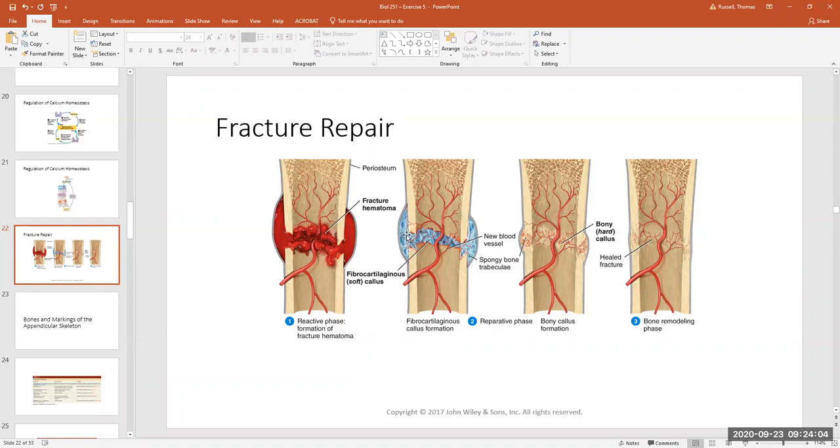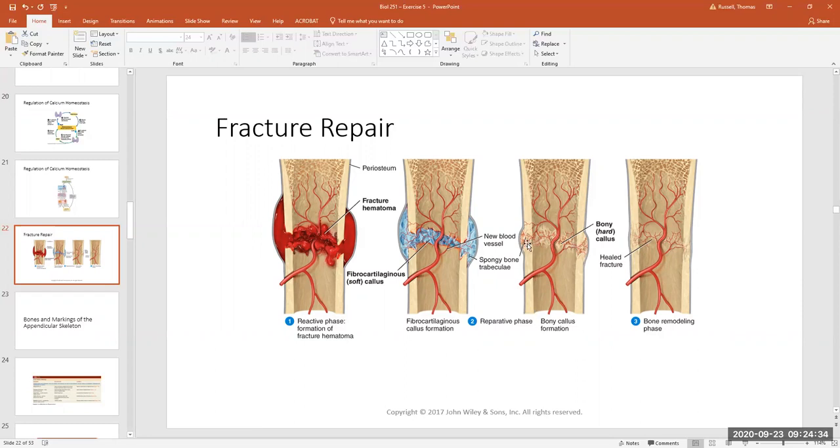And then this fibrocartilage has to be converted into bone. So during the repair phase, the fibrocartilaginous callus seals everything up. We then have to calcify this cartilage just like we do when we're making regular bone tissue. And then osteoblasts have to lay down new bone where the cartilage that we lay down first used to be. So that is forming what is called the bony callus.